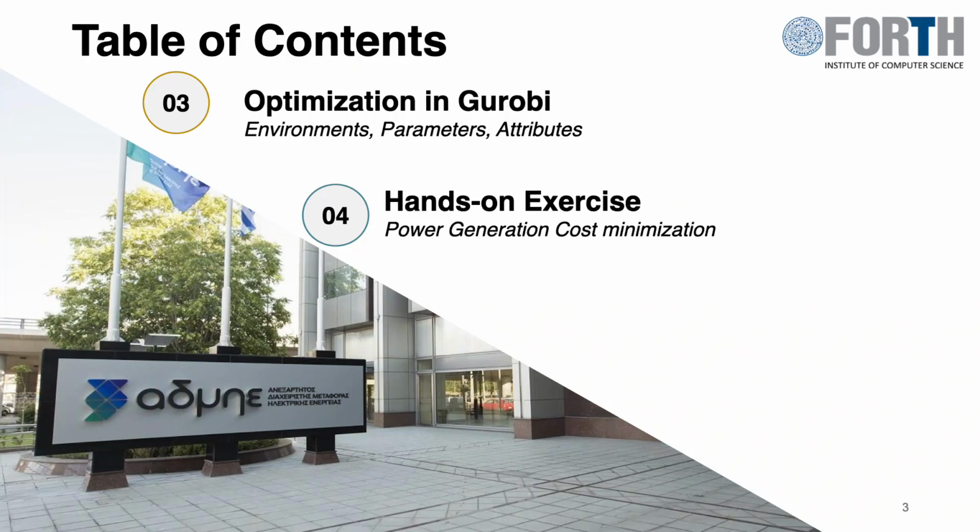In the second half of the session, we will dive into Section 2, the Gurobi Python API. This is the most popular way to interface with Gurobi, and we will cover the key features that make it so powerful. In Section 3, we will look at how optimization actually works inside Gurobi, focusing on environments, parameters, and attributes. Finally, we will conclude with a hands-on exercise in Section 4. We will build and solve a practical power generation cost minimization model, seeing the entire pipeline from data to decision.